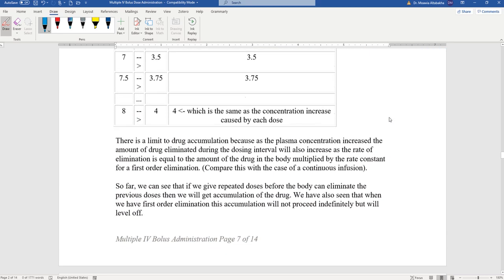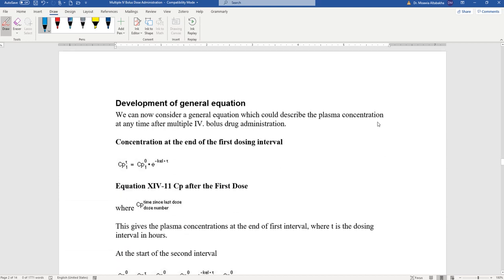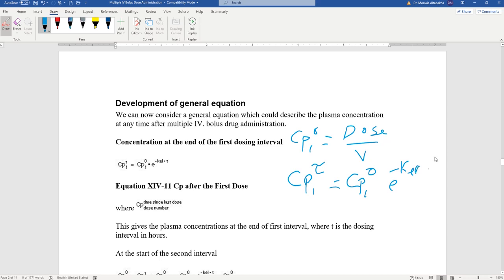Now, what we want to do is to try and develop the equation. Of course, we already talked about CP10, which is the dose divided by the apparent volume of distribution. Then CP1 tau, meaning after the first dose and the passing of the time interval, will be CP10, the dose over V, multiplied by the fraction remaining. The fraction remaining is e to the power of minus KE times t. I write t, but now I will write it as tau, because I'm talking about the end of the time interval.